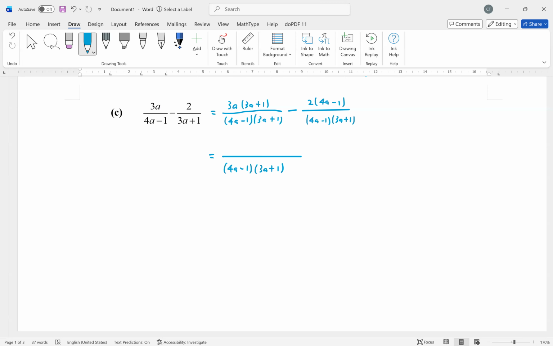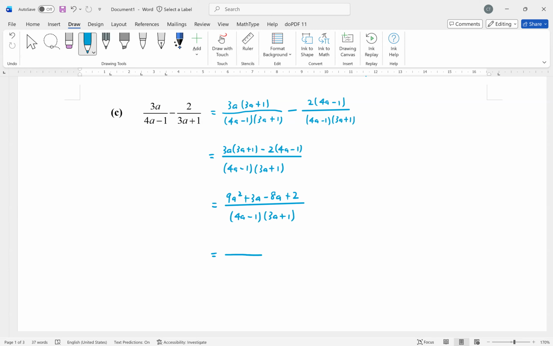So write as per normal first. Don't open the bracket. This will be actually a good practice. Next step, then open the bracket, all right? Then you won't make mistake. So be careful. 3a times 3, you have 9a squared. 3a times 1, you have 3a. Negative 2 times 4a, negative 8a. Negative 2 times negative 1, you have positive 2.